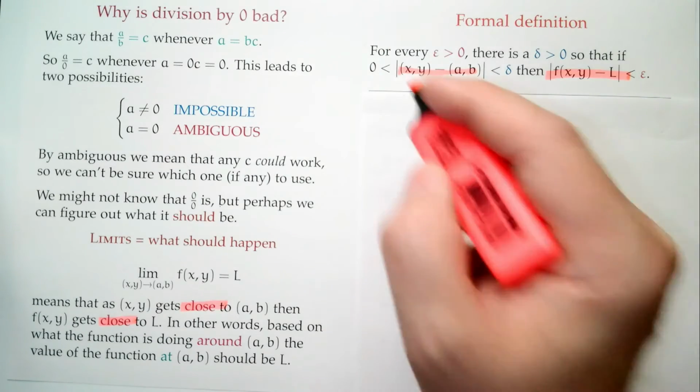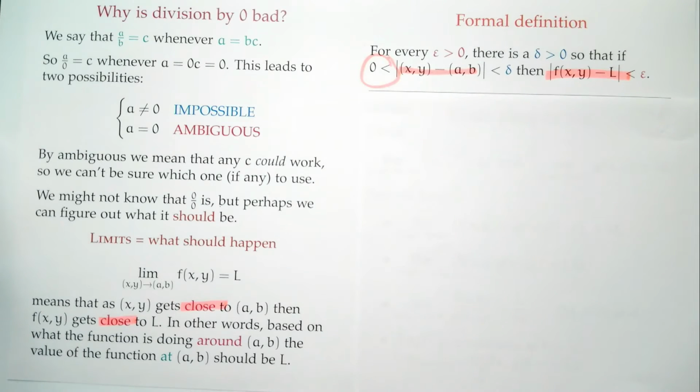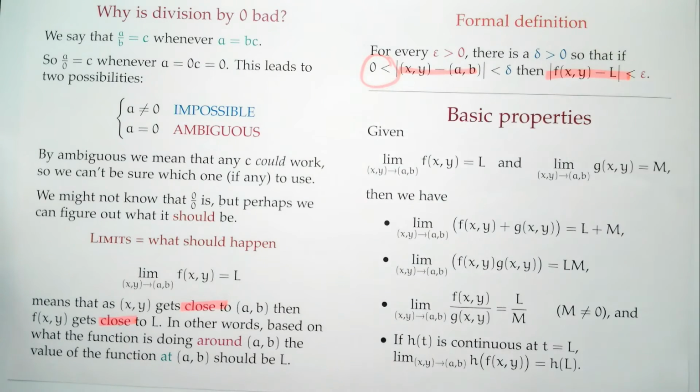Now you'll notice there's a little piece here, the 0 less than. That basically says we ignore what happens at the point AB. What happens at AB doesn't matter. Because limits aren't about what does happen, limits are about what should happen. Now the good news is a lot of the intuitive properties of limits that we would want to be true are true. So we have some of them listed here.